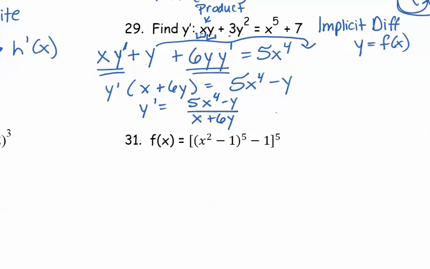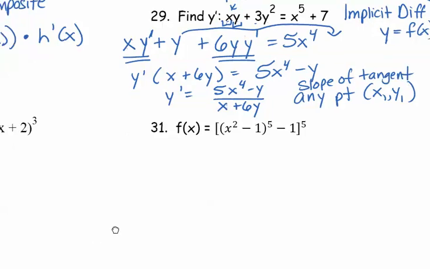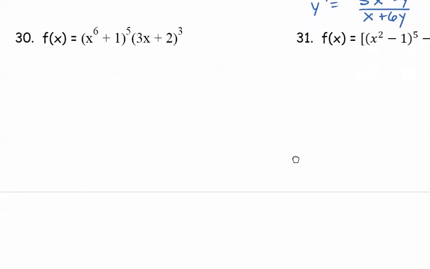So if I know any point, if I know a point x, y on that function, x1, y1, I just plug it into the x and the y to find the slope of the tangent. So don't forget that derivatives, no matter how we do the derivative, we're always finding the slope of a tangent line at a point. All right, we're almost there.